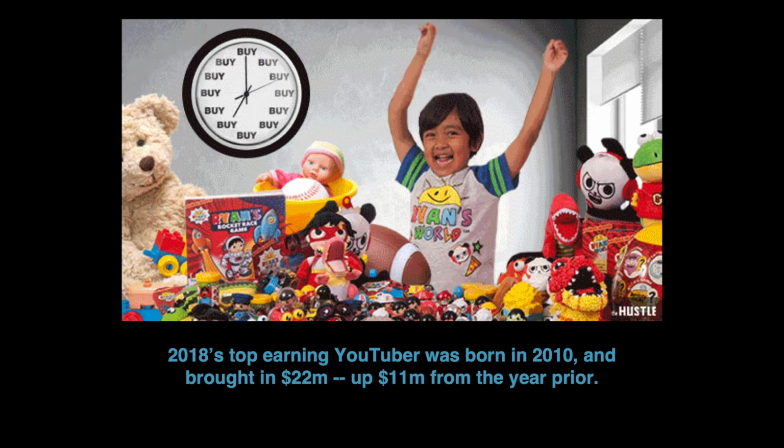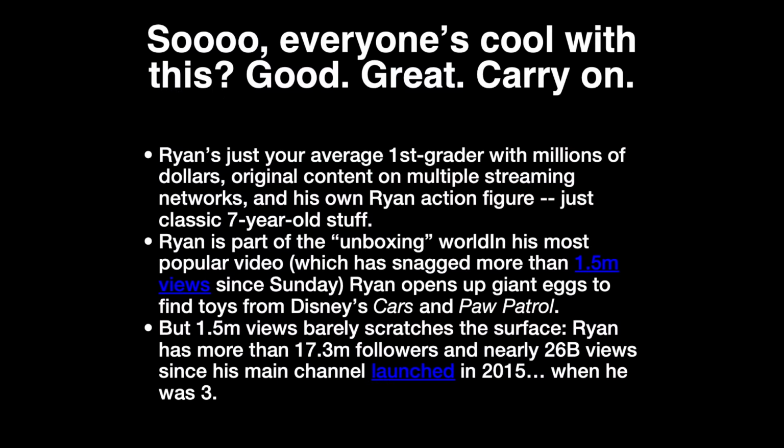I mean, for example, take a look here at Ryan. In 2018, he was the top YouTube earner. He made a small $22 million fortune. And not only that, but Ryan has done amazing things. He's a first grader. He's got millions of followers. He already has a toy line. He has a toy line with Amazon. He has a toy line here with Walmart. He's got things happening. You can go buy his products.